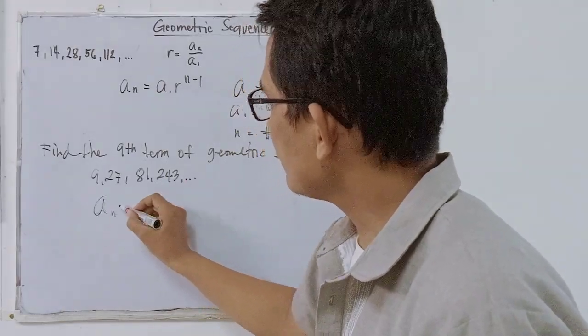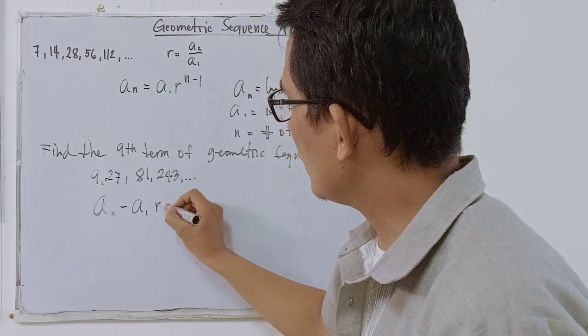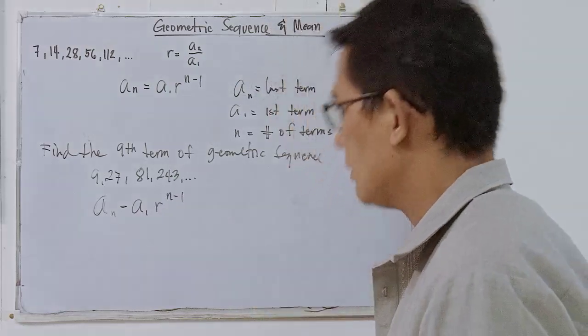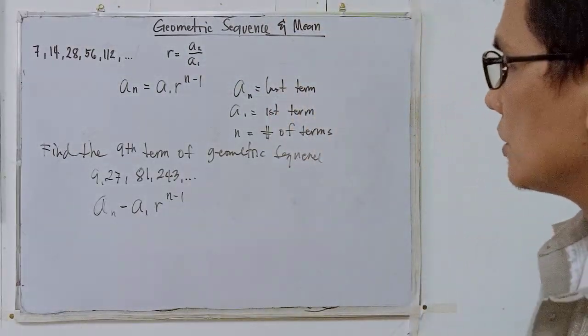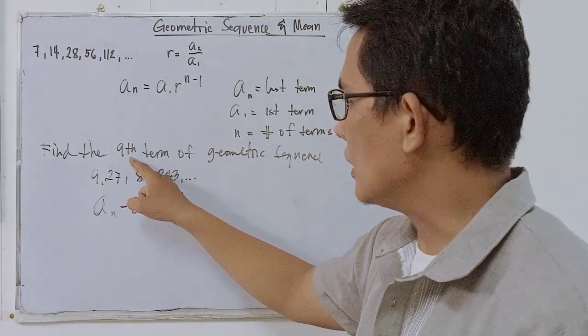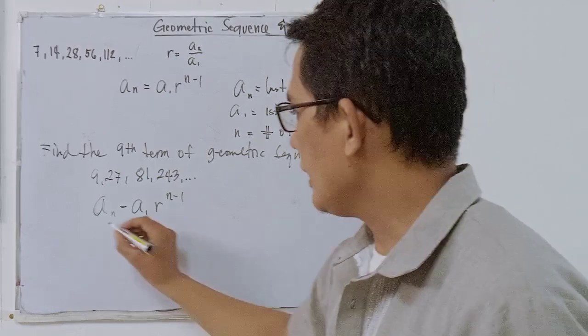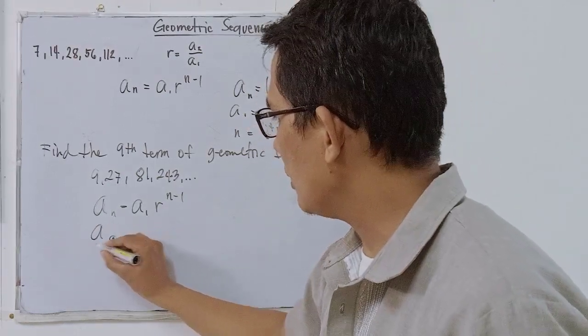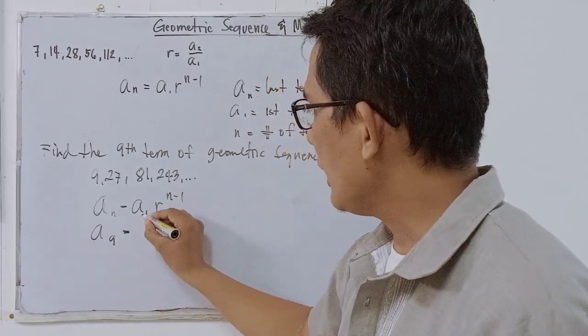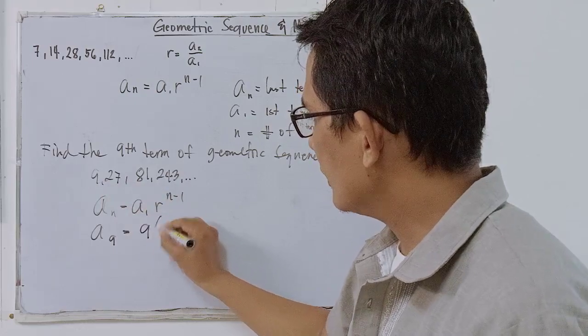A sub n is equals to a sub 1 r raised to n minus 1. Then let us now substitute. Since we are solving for the ninth term, we are solving for the last term, and that is our a sub n. And this becomes our a sub 9. We are solving for the ninth term. A sub 1 is 9, times.